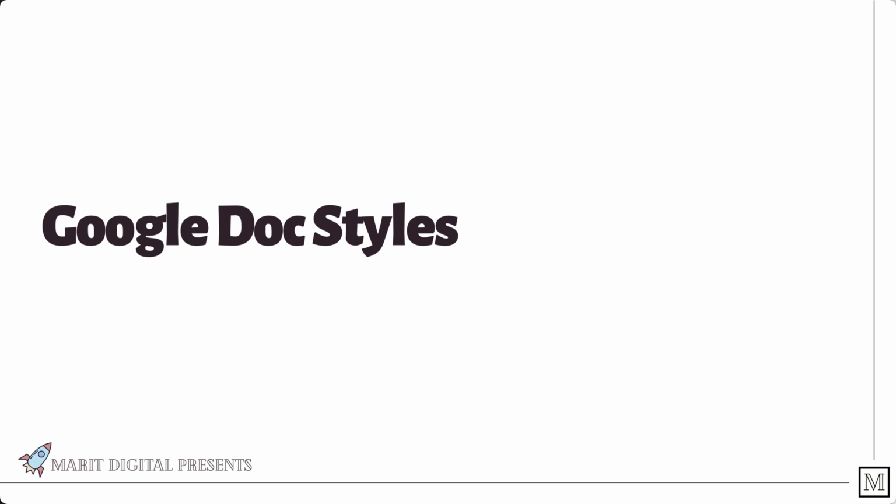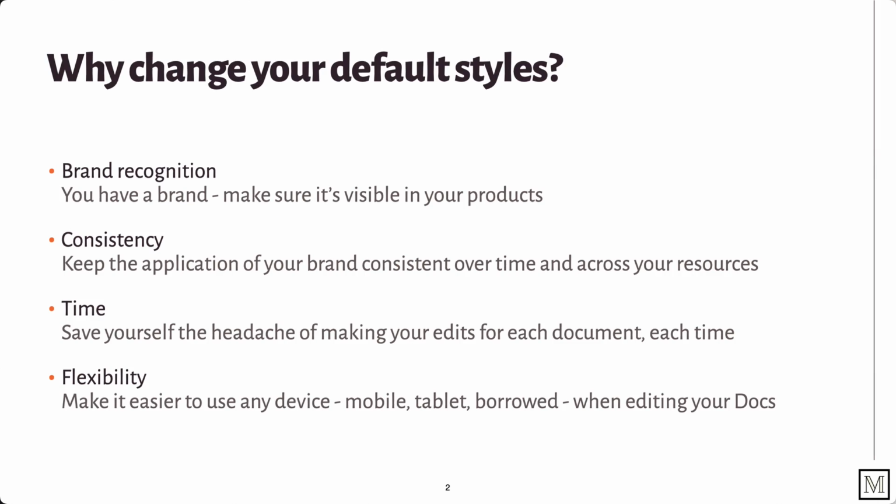Today we're talking about Google Docs styles and some shortcuts that we can employ to make sure our docs consistently look the way we want. So why is this important? Why would we bother to change our default styles?